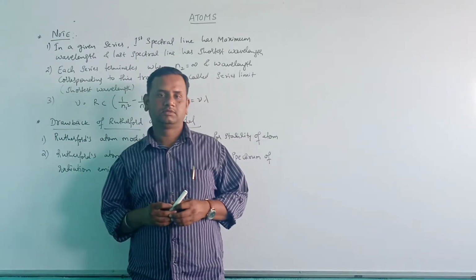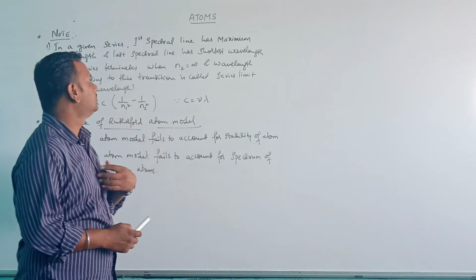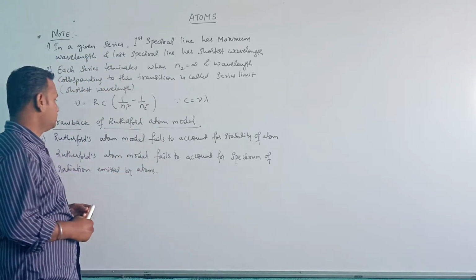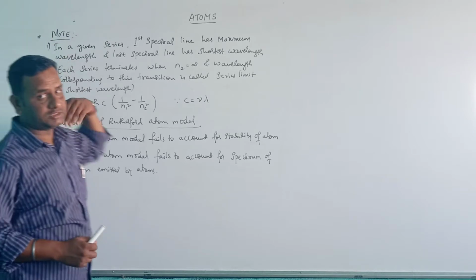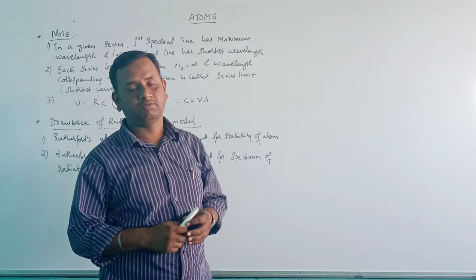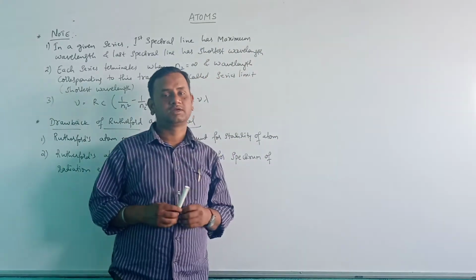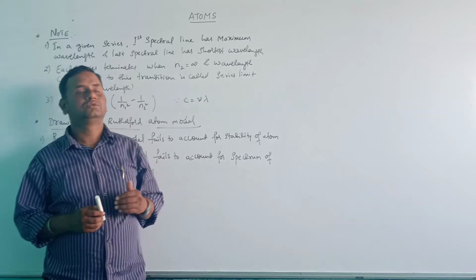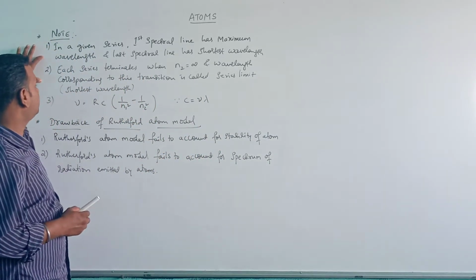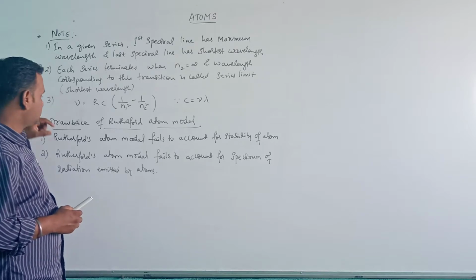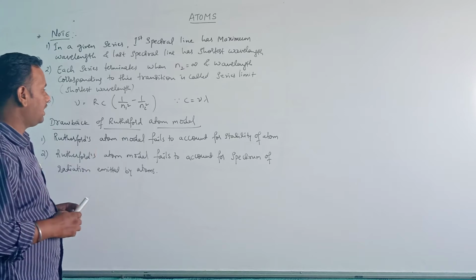Dear students, in today's class we are discussing some of the notes which I explained in the last previous class about the empirical formula for different spectral series. You should remember these three important notes, and I'm also going to explain the drawback of the Rutherford atom model.